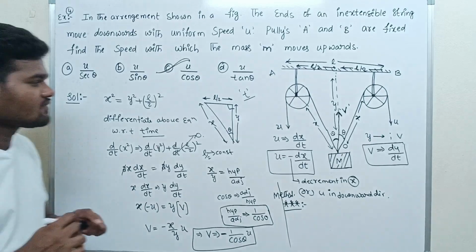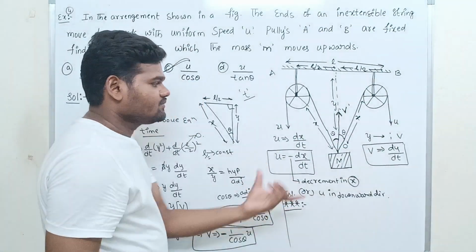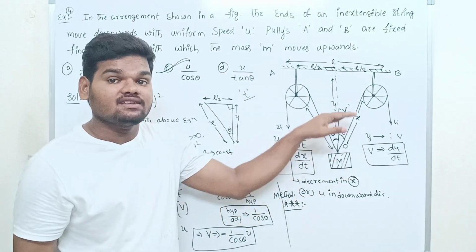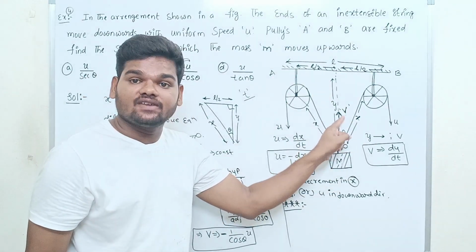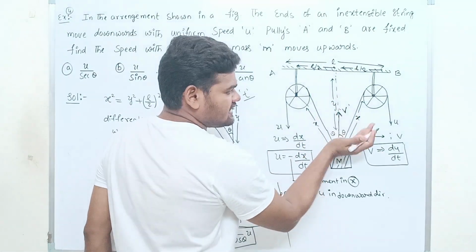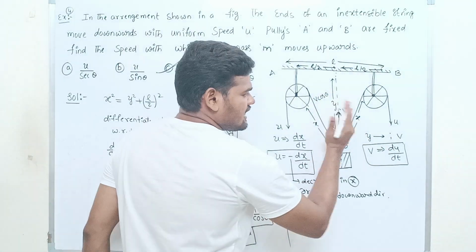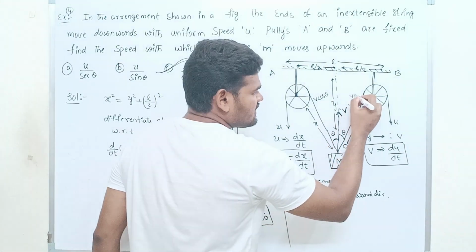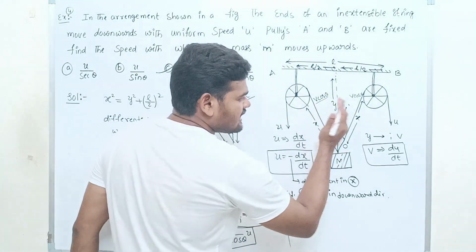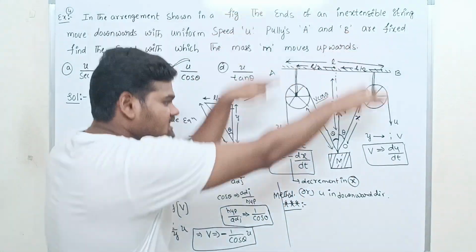Let's have a look. These two velocities are acting on this mass m in the downward direction. So with respect to these two velocities, this block m is moving in the upward direction with velocity v. This velocity v makes an angle theta with this x and theta with this x. So along the theta side you will get the velocity component v cos theta. Along this side also you will get v cos theta. So v cos theta in the upward direction.